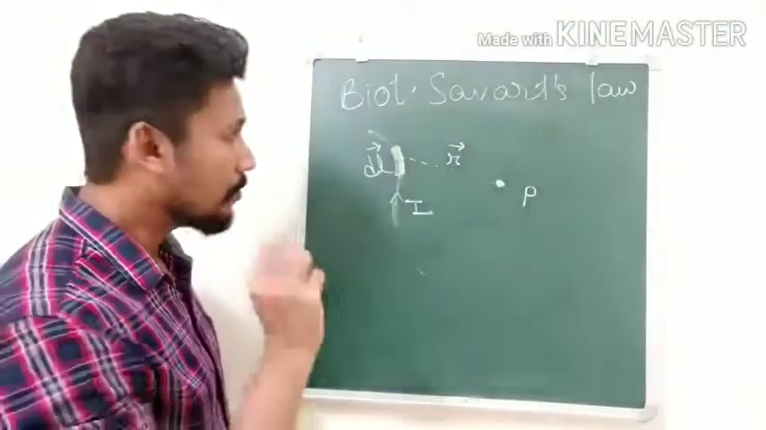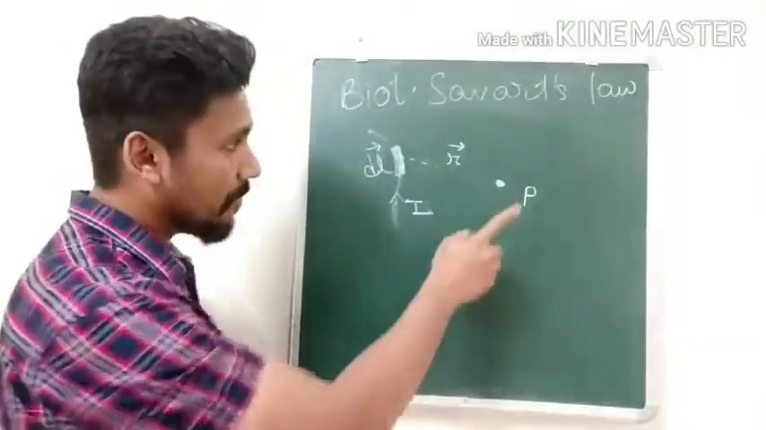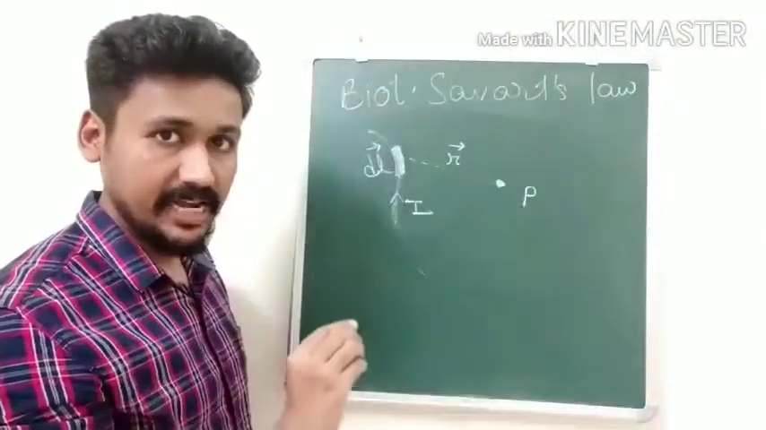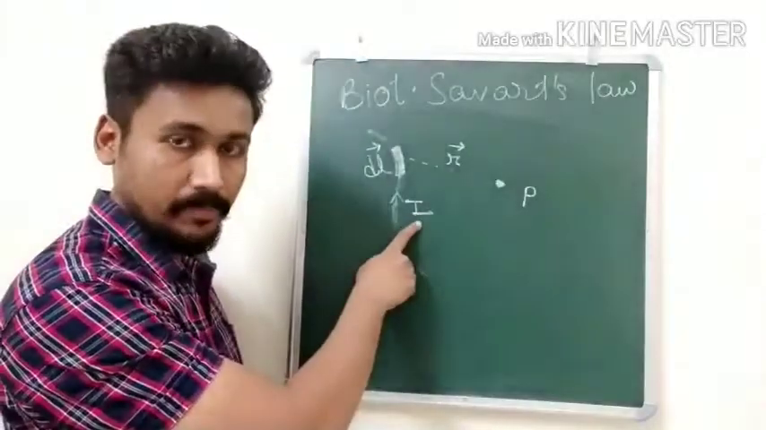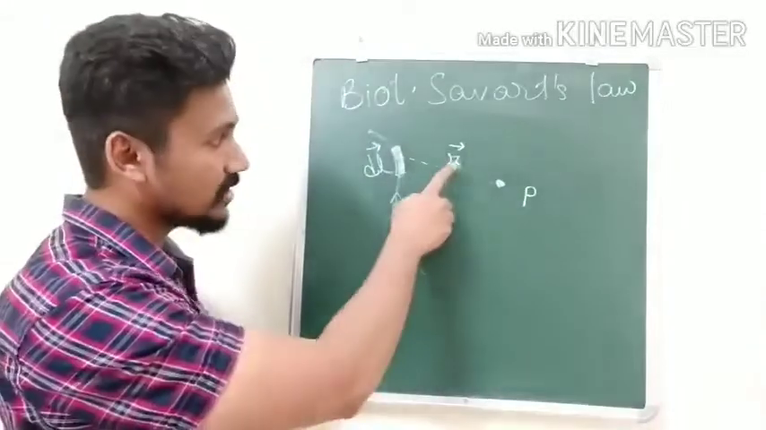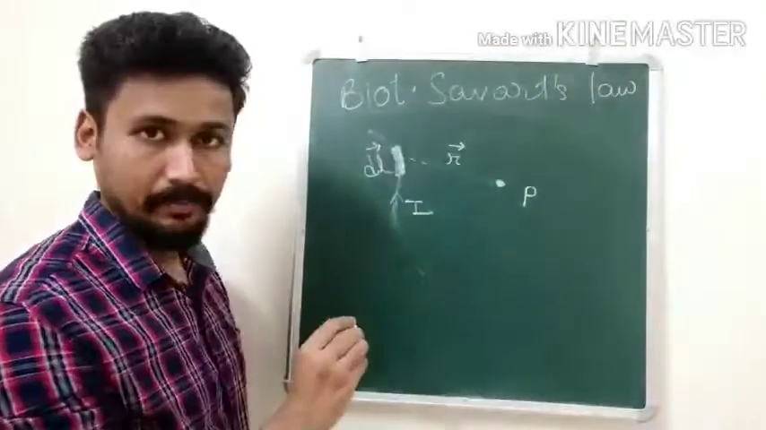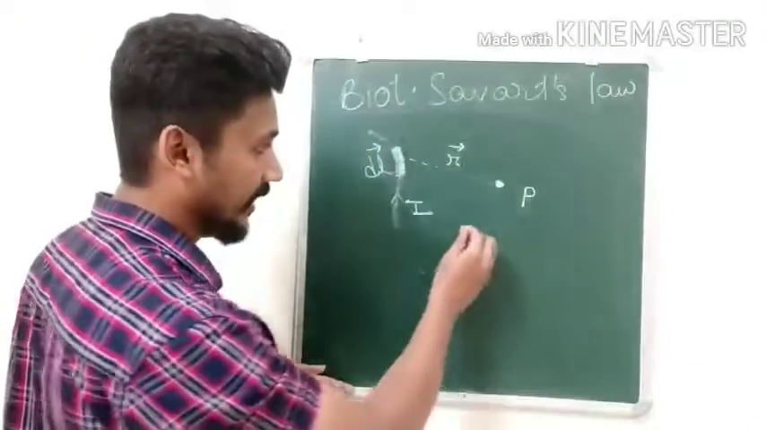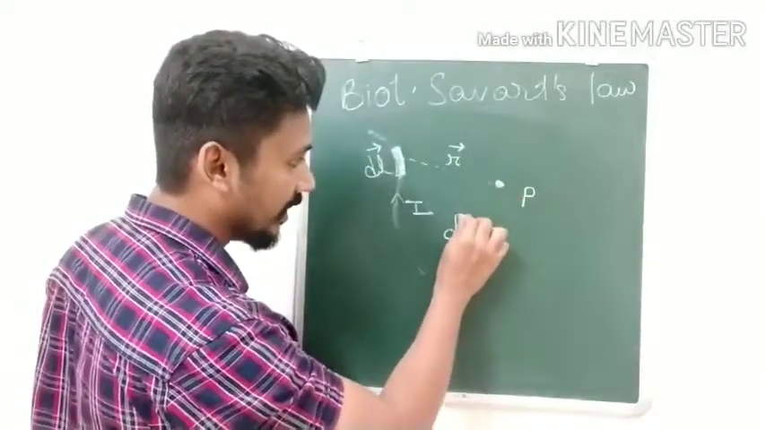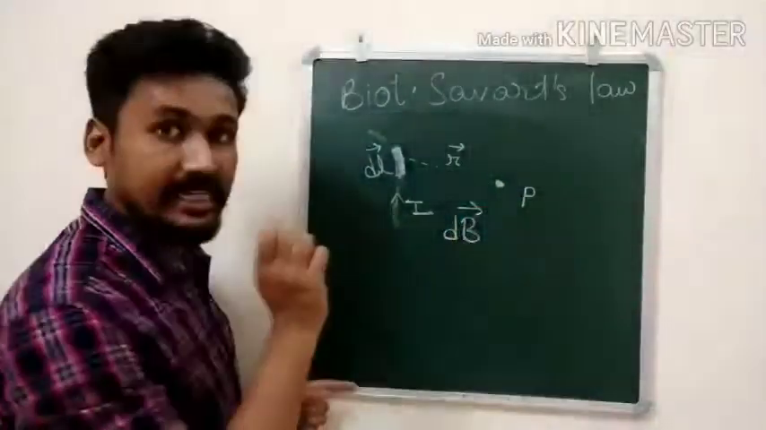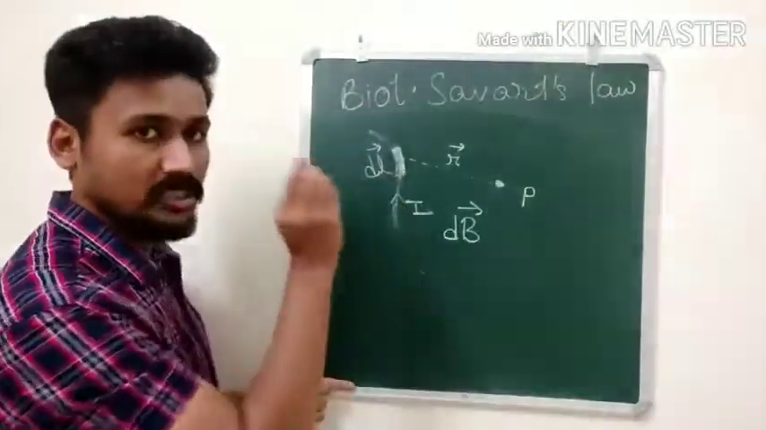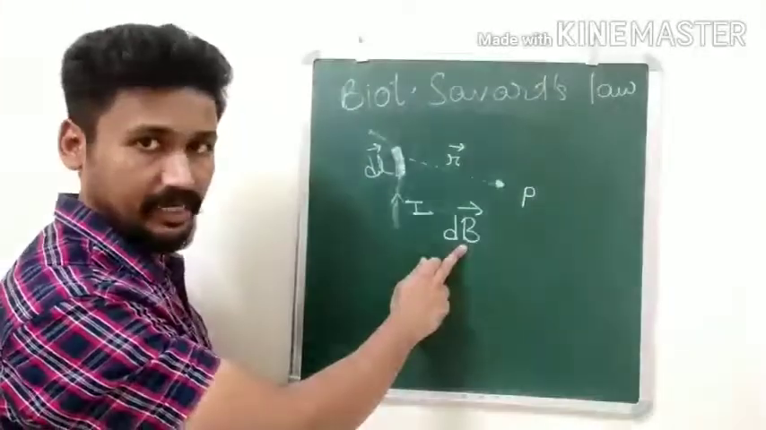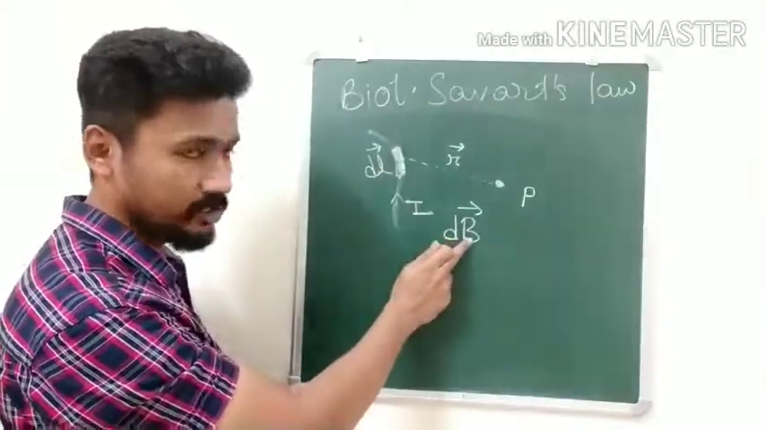Okay, so Biot-Savart's law will tell us that the magnetic field at P due to the length element dl is directly proportional to electric current and inversely proportional to the square of distance between them. Okay, now let us write it mathematically. So Biot-Savart's law will say that the magnetic field at P, I have written it as dB. dB because this is due to a small length element. Okay, because of the entire wire it will be capital B. Because of small length element it will be dB.